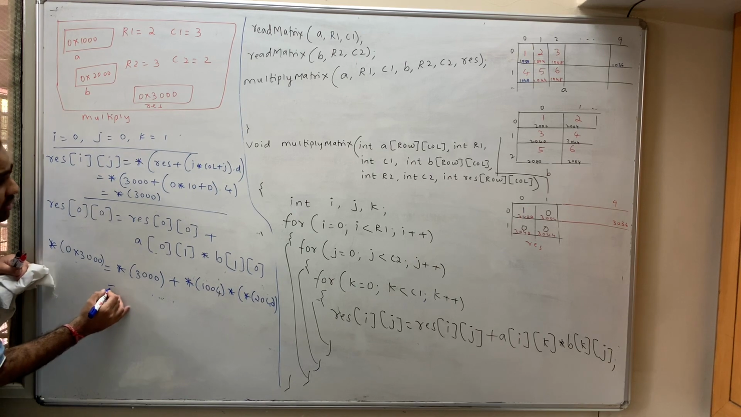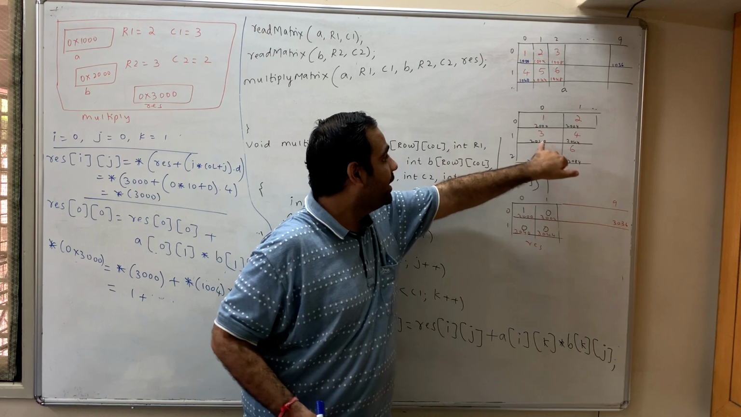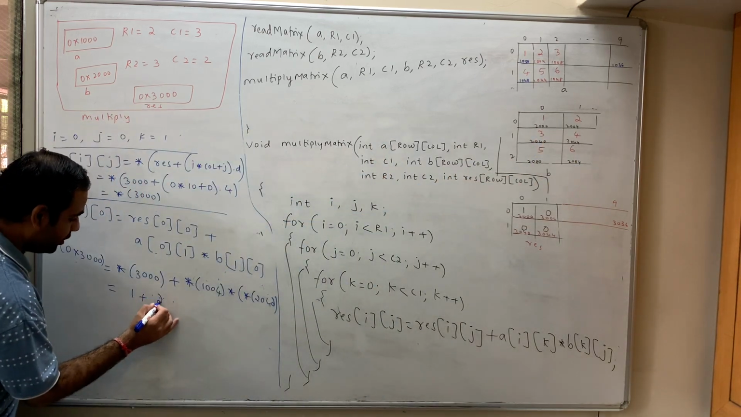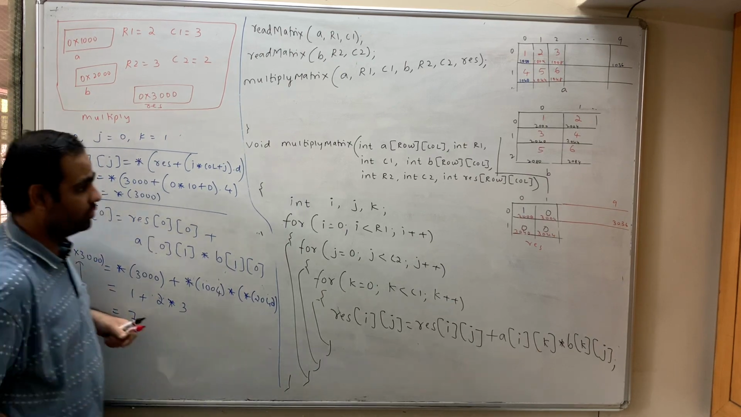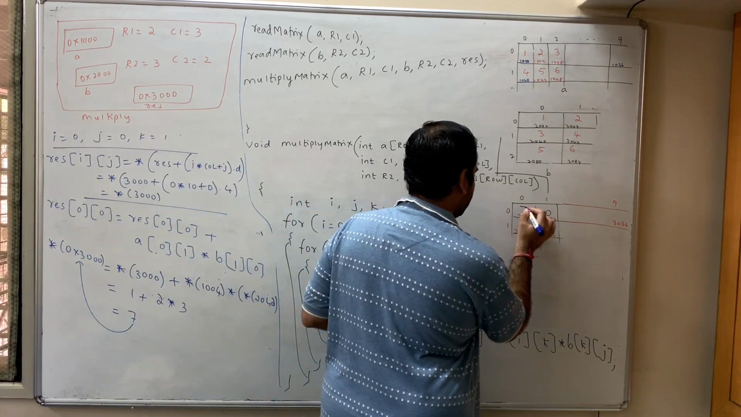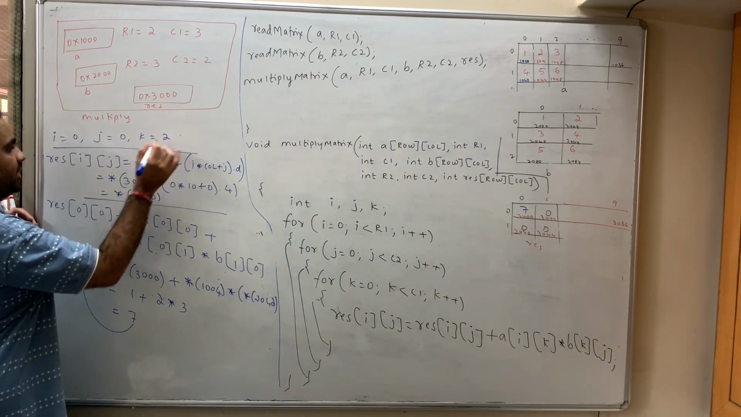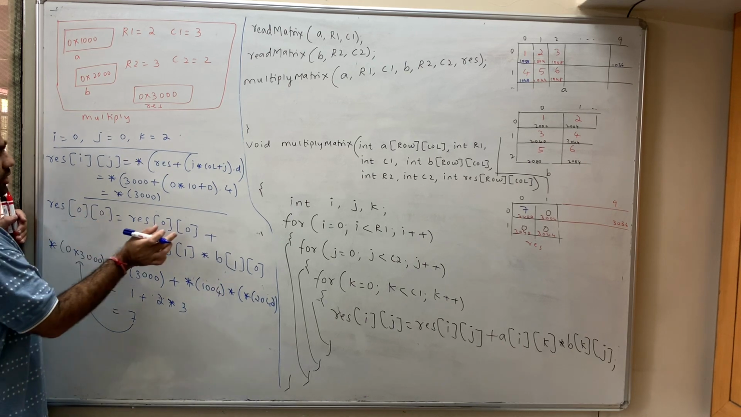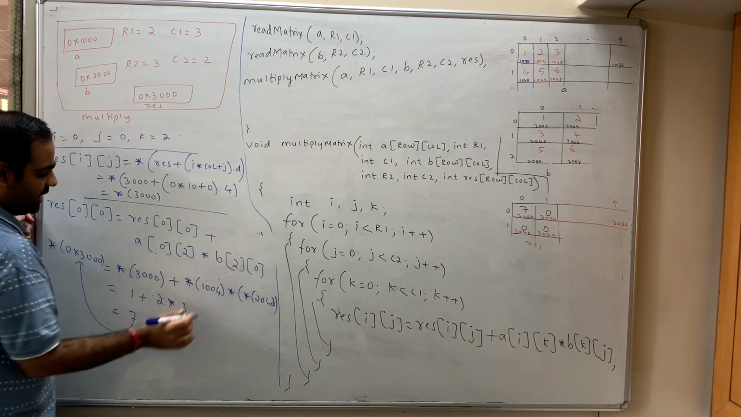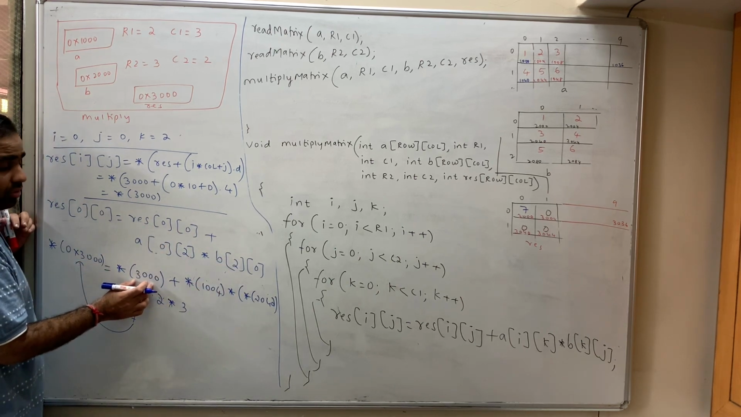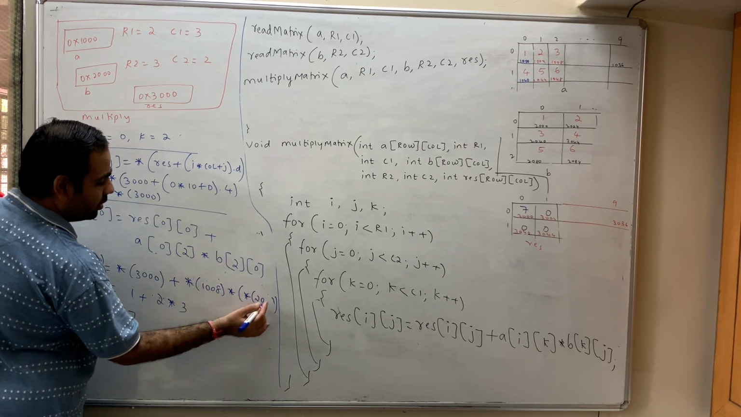What is star 3000? Star 3000 is 1 plus, what is star 1004? It is 2 and star 2040 is 3. Therefore, it is 2 into 3 and it becomes 7. It says go to address 3000 and store 7. Again you say k plus plus, the value of k becomes 2. Result of ij is equal to result of ij plus a of ik times b of kj. Now result of 0 0 is 3000. A of 0 2 will be 1008, b of 2 0 will be 2080.